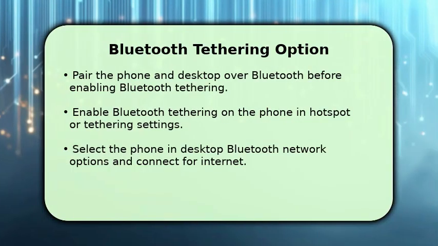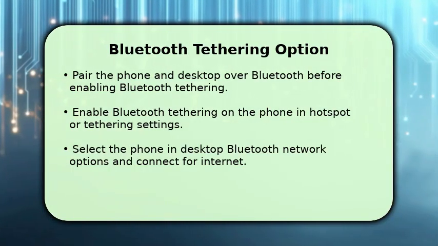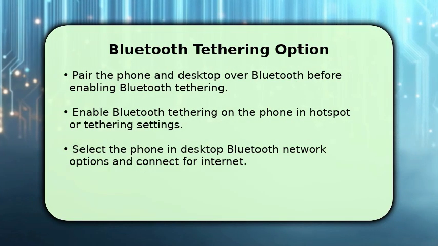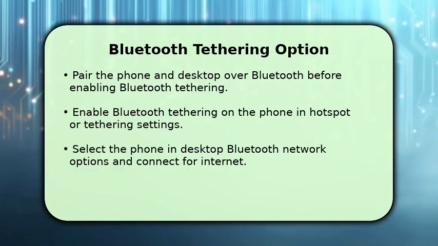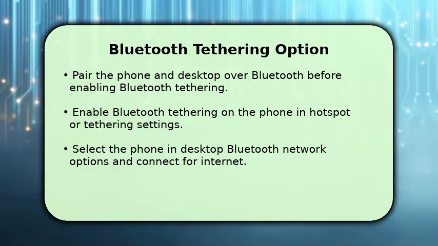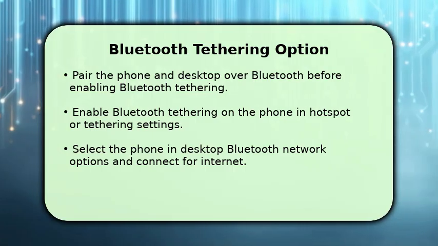Turn on Bluetooth on both the phone and the desktop to initiate pairing. On the phone, open Settings, go to Network and Internet or Connections, and find Bluetooth tethering or personal hotspot options.